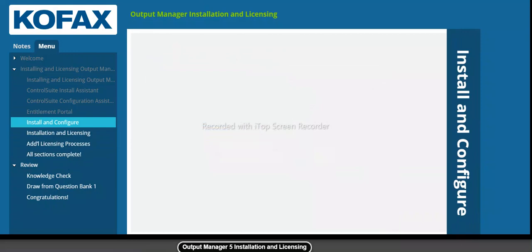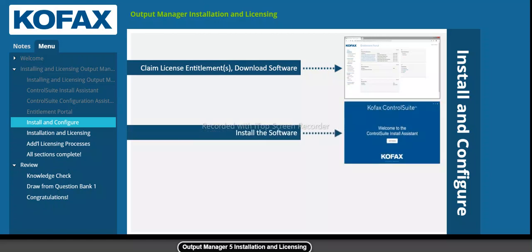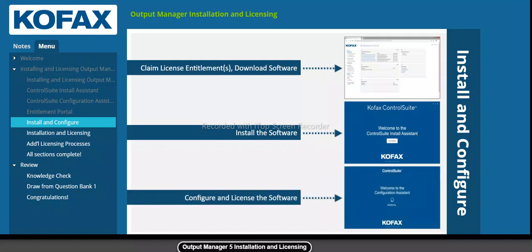In the next slide, we will walk through the process of installing and configuring the software via video demonstrations we've prepared for you. The process involves the end customer first claiming their license entitlements and downloading the software. Then, installation is performed using the Kofax Install Assistant. And finally, configuring the software using the Kofax Configuration Assistant. The video demonstrations begin with the installation process. It is assumed the end customer has already claimed the required entitlements and downloaded the software. The process then continues with configuration and licensing.